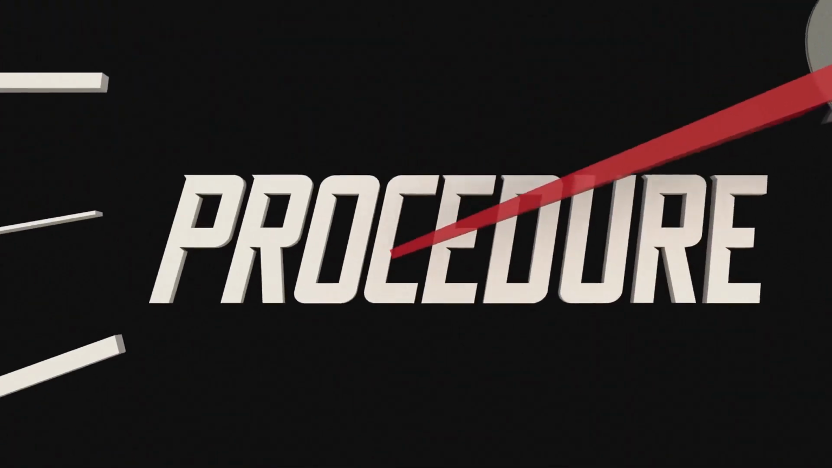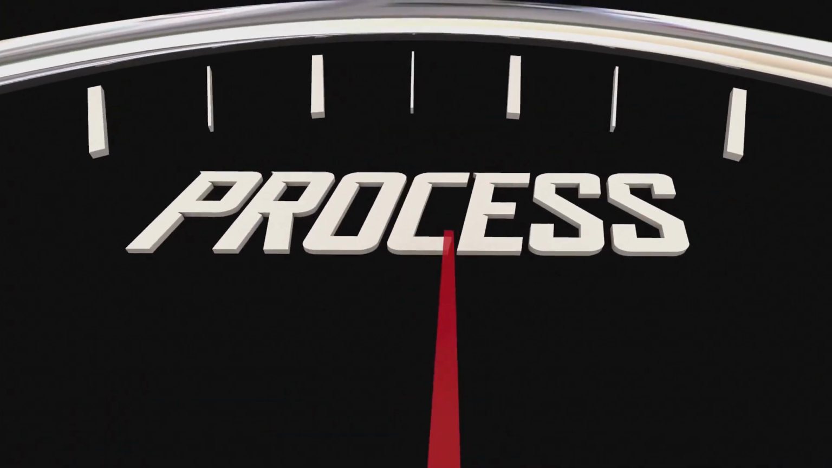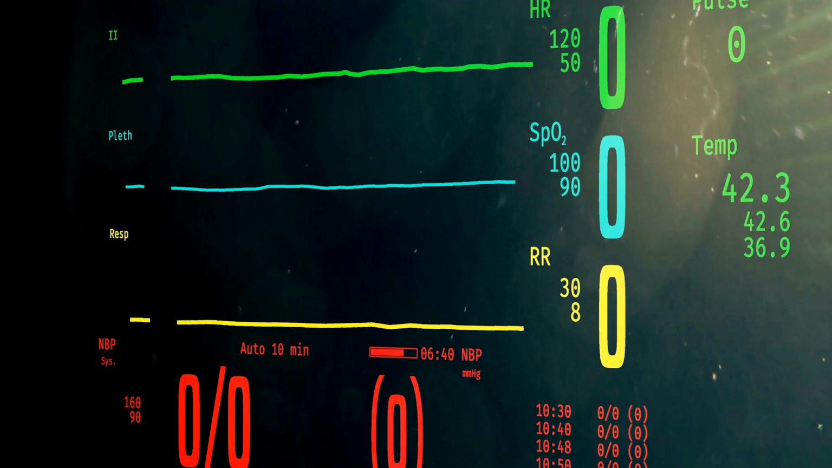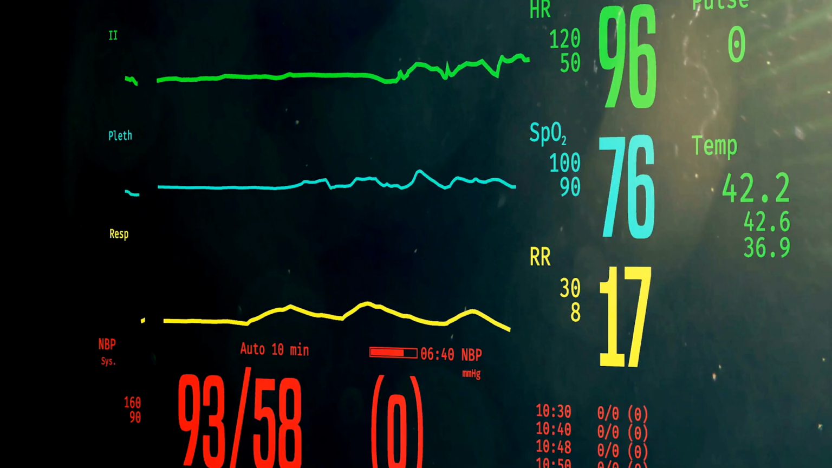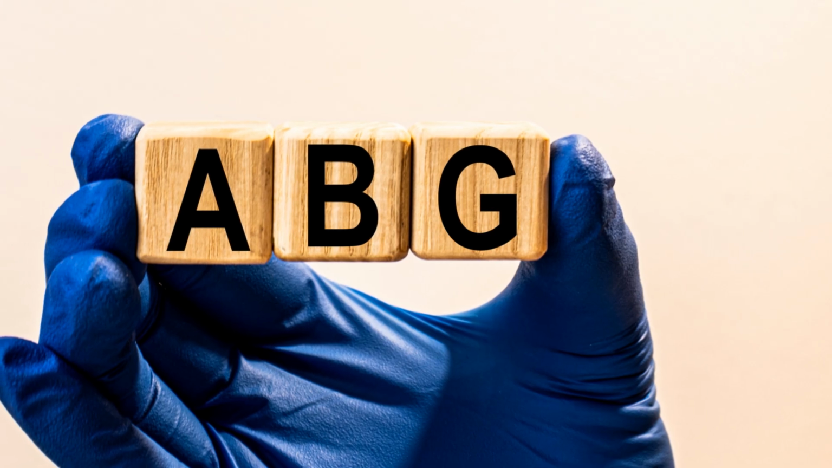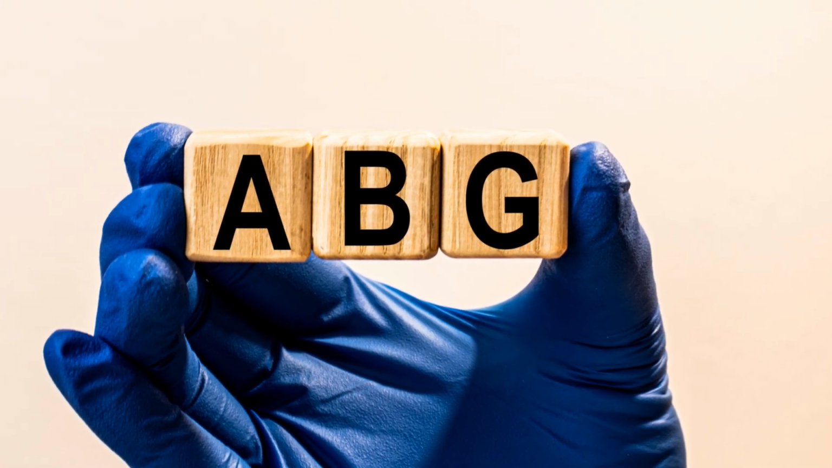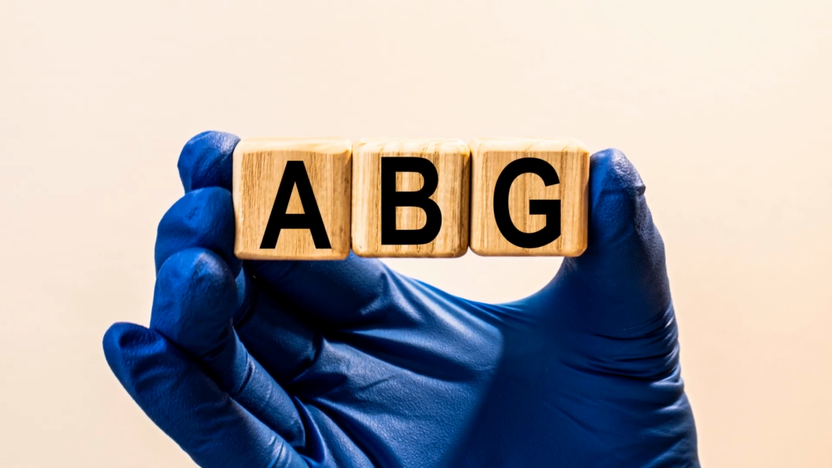Normal pH is 7.35 to 7.45. PaCO₂ is an acid. High, greater than 45, is acidic. Low, less than 35, is basic. This inverted relationship can be tricky, but the grid simplifies it. HCO3- is a base. Low, less than 22, is acidic. High, greater than 26, is basic.